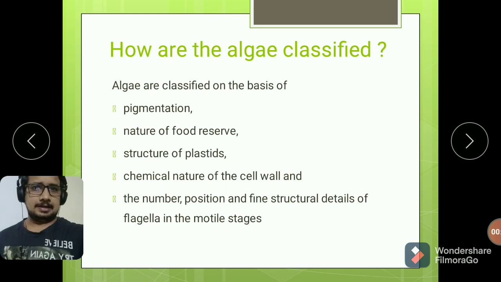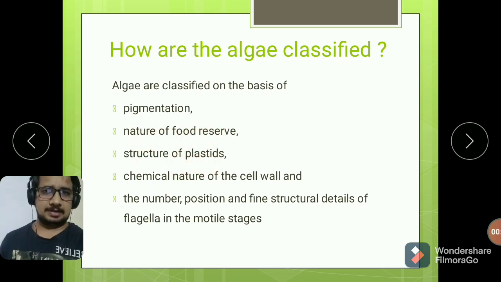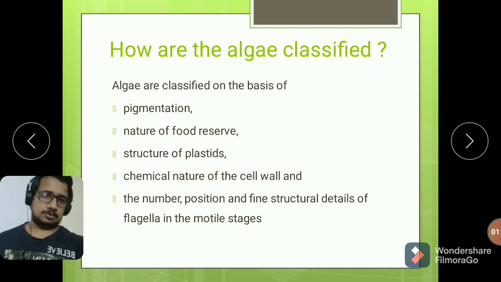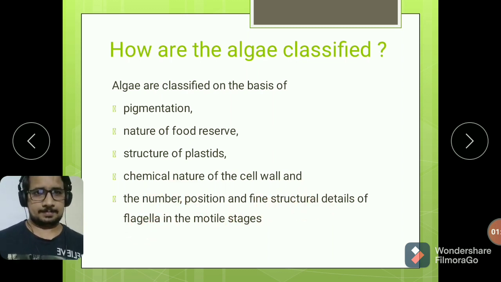Basically we go for pigmentation, then the nature of food reserves, then the structure of plastids, that is the detailed structure of plastids, the chemical nature of the cell wall, and the number, position, and details of flagella in their motile stages. So these are basically the criteria for classification.